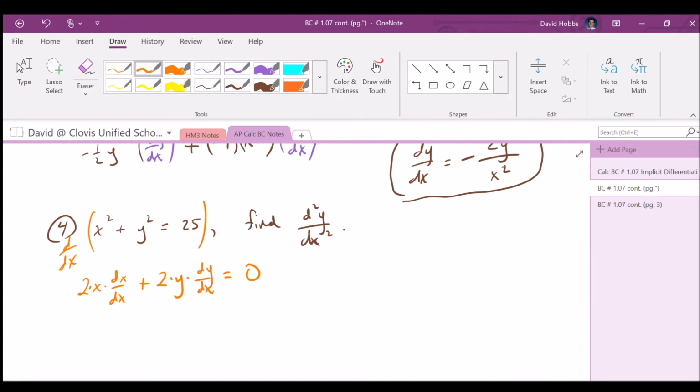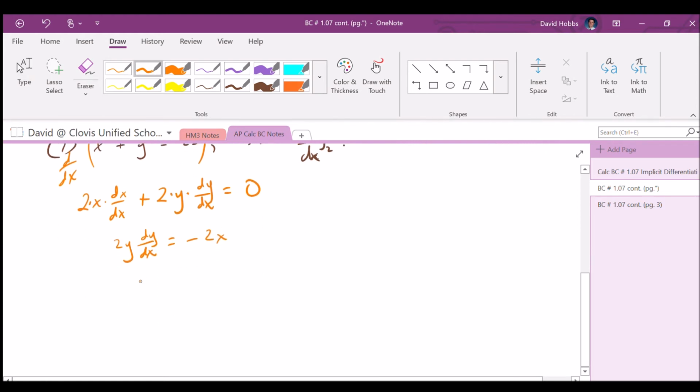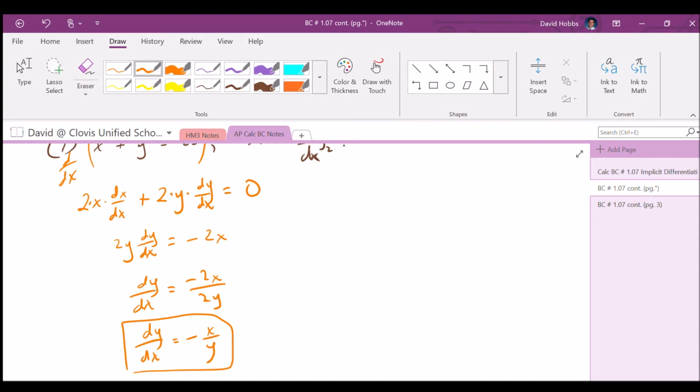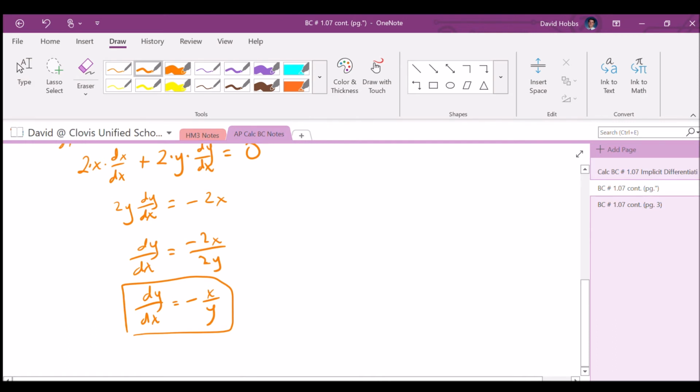Okay, so I'm trying to get dy dx by itself. And so dy dx is negative 2x over 2y, which is negative or opposite of x over y. So there's the first derivative of y with respect to x. Now, if I'm going to get the second derivative of y with respect to x, we are going to take the derivative of this equation with respect to x.